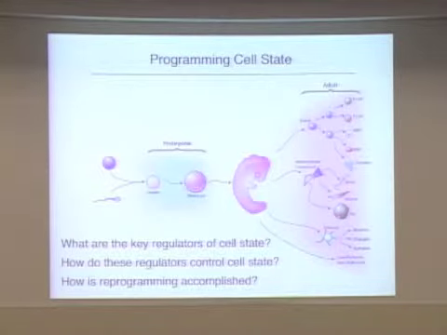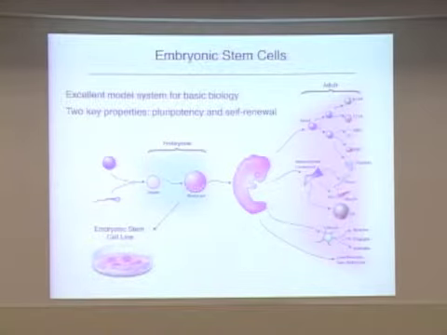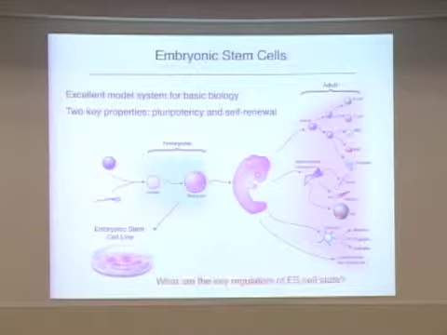What I'd like to do is to try and address what we think are some of the key regulators of cell state, how they control cell state, and how reprogramming is accomplished based on this. To do this, we need to focus initially on one cell type, and embryonic stem cells provide us with a great model cell to study some of these problems. They have two key properties: pluripotency, the ability to differentiate into almost any cell type, and self-renewal, the property that makes them valuable to biologists who need lots of cells to study.